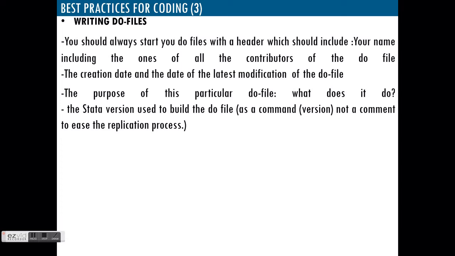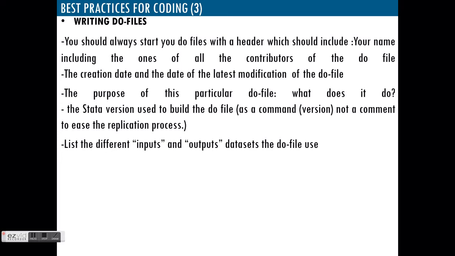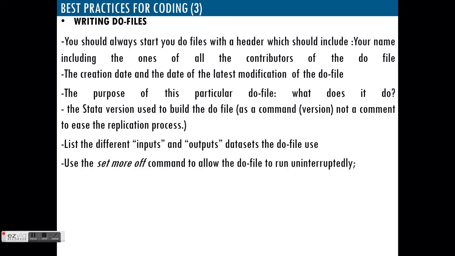For instance, you might have a do file that uses some data set, processes it, and then gives you an output data set, so you should be able to list what the do file is doing, and you do that already in the header. Also, the set more off command is very useful. It allows the do file to run uninterrupted, so it has to be in the header.